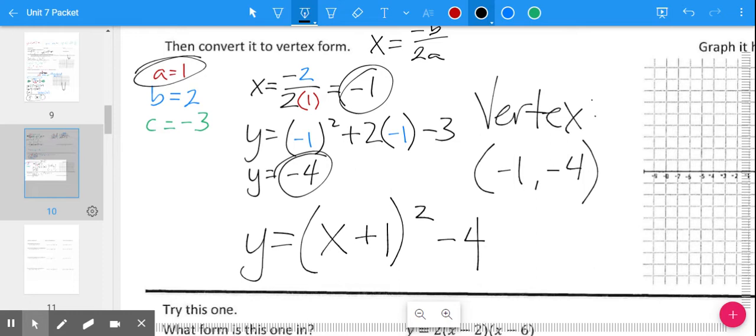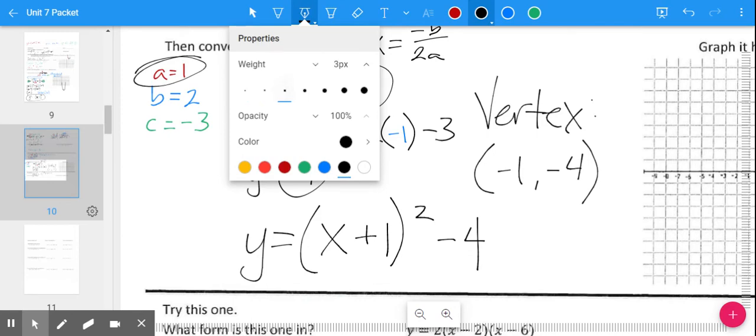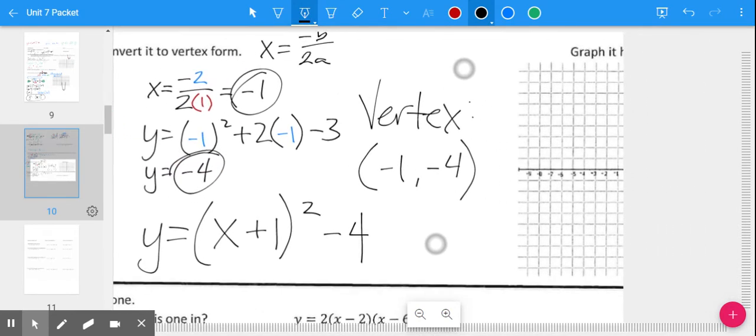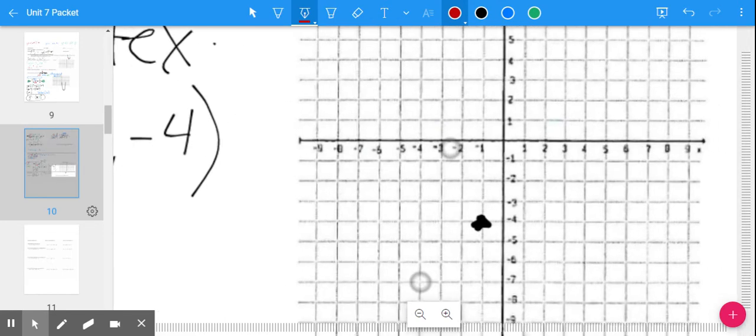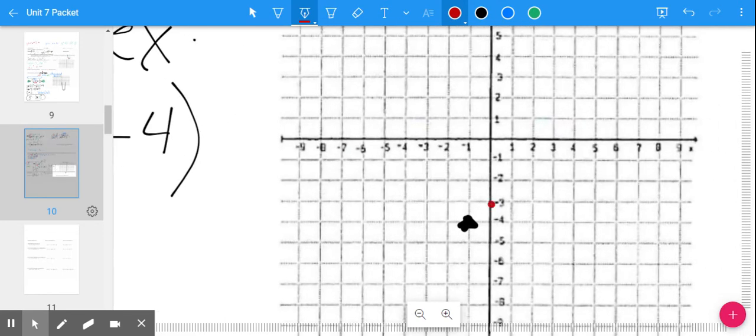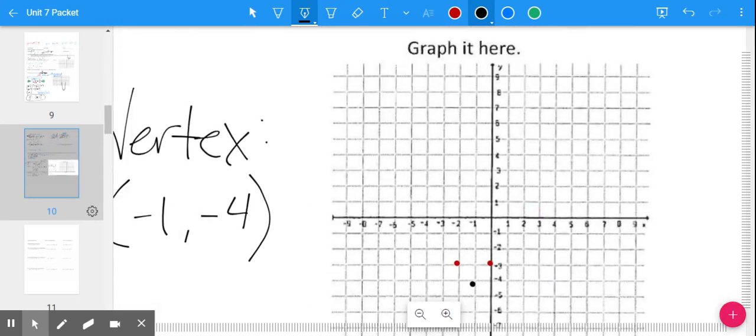So to graph this, we know that the vertex is at negative 1, negative 4. So that's the first dot. We know the a value is 1. Let's try this again. So to the right of the vertex, you go up 1. To the left of the vertex, you go up 1. And that is the shape of your parabola.